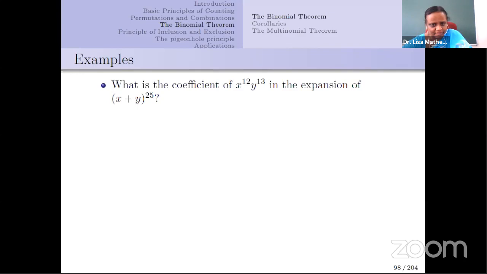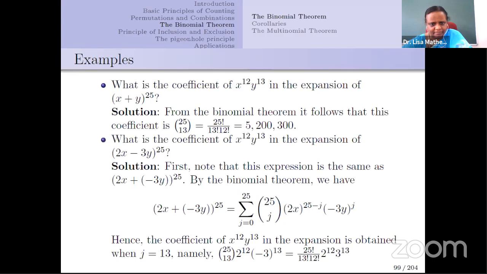What is the coefficient of x power 12, y power 13, in the expansion of (x plus y) raised to 25? It's a direct problem. From the binomial theorem, this coefficient is given by 25C13, which is 25 into 13 factorial by 12 factorial, which I can simplify.